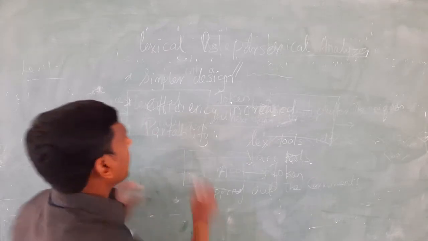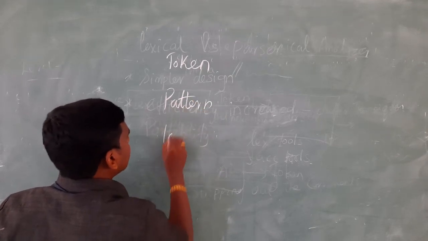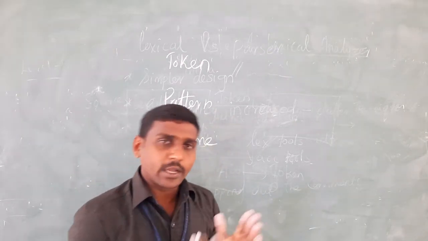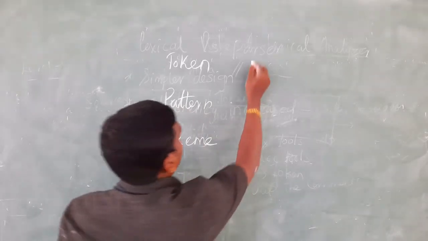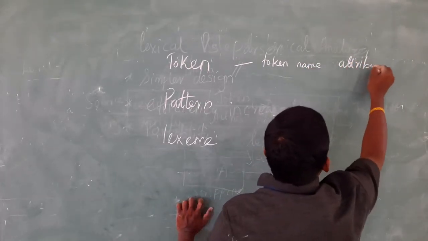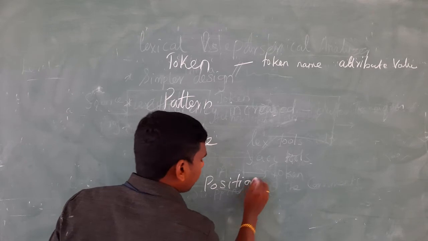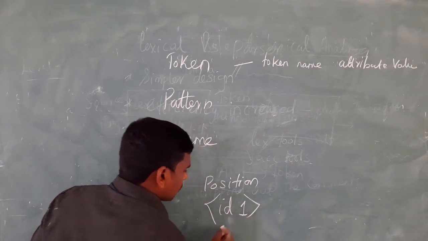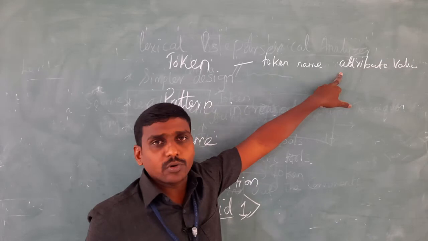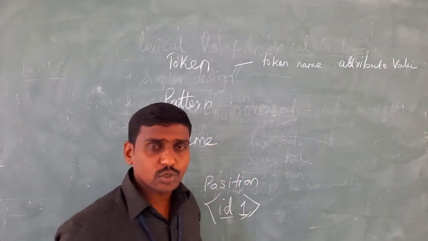What is meant by token, pattern, and lexeme? A token is a pair consisting of a token name and an optional attribute value. For example, if it is position, we convert it into the token identifier ID 1. ID is the token name, identifier or expression or anything else, and 1 is the attribute value: ID 1, ID 2, etc. That is a token. So a token consists of a token name and also an attribute value.